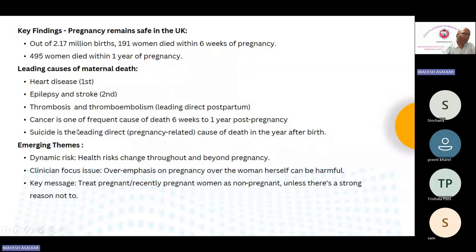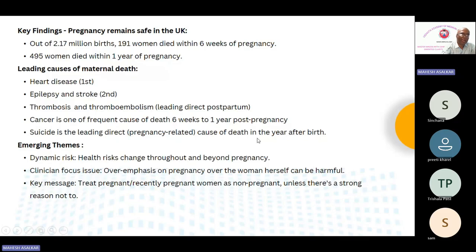Okay, so if they ask you what is the most important cause of maternal death after 6 weeks, then there is a question whether to select cancer or suicide, because both are common. In the subsequent slide we'll see what they have given in a diagrammatic form, and then we'll make a conclusion. But if they ask you about the leading direct cause of maternal death in the late period, then suicide becomes the answer. Suicide is the leading direct cause of death in the first year.